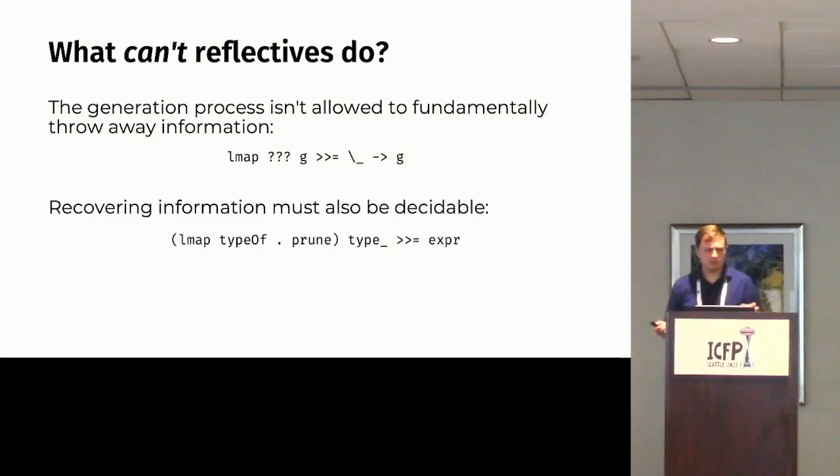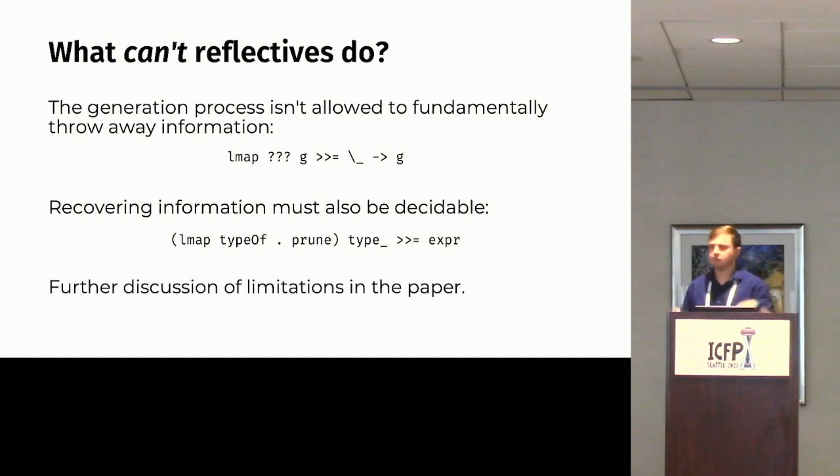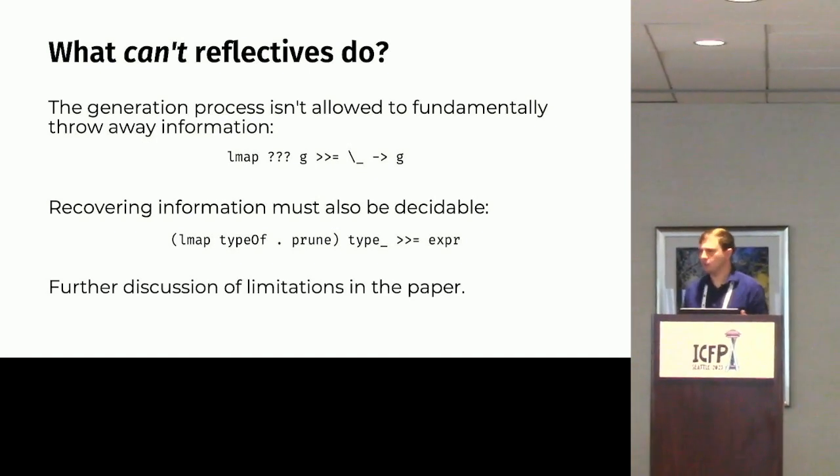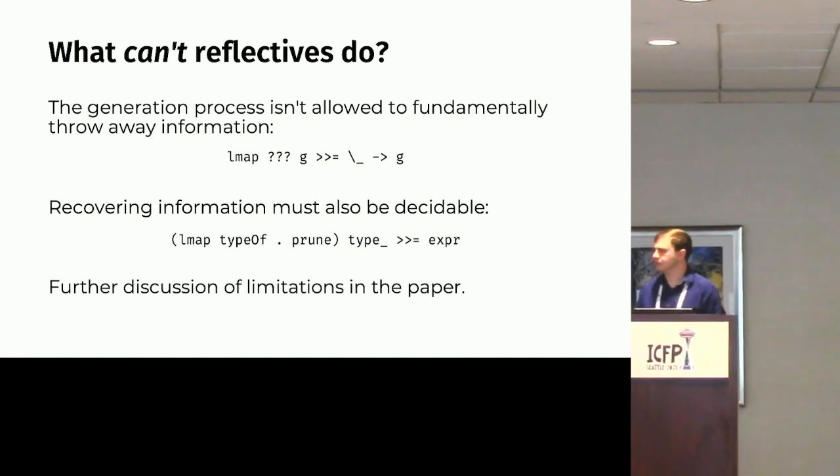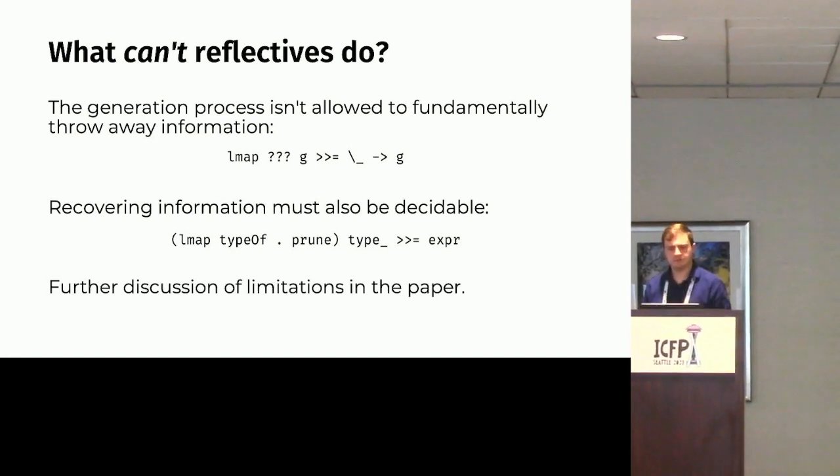And a little more interestingly, recovering information has to be decidable, because this is a generator here for, say, System F subterms. You generate a type, and then you generate an expression of that type. But in order to go backward, you have to do type inference. And so in cases where type inference is undecidable, you actually can't always go backward. And there's a few more limitations, but in practice, we can write all the generators that we actually want to write with reflective generators. There's just a few little caveats in the way you have to frame it.